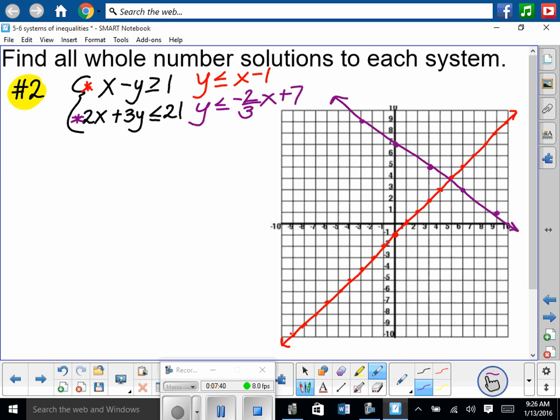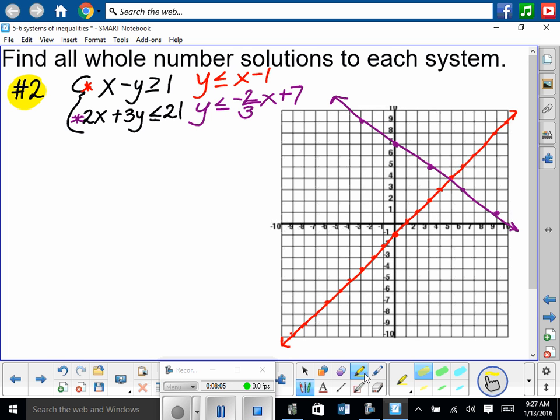Now, let's think of which piece we need to shade. It does take a little bit of advanced thinking for a second, because you kind of have to sort it out in your brain. So let's kind of think of it in pieces. It says the y values that are less than or equal to x minus 1. So this is my line for x minus 1, right? So aren't the y values less than that all of these?